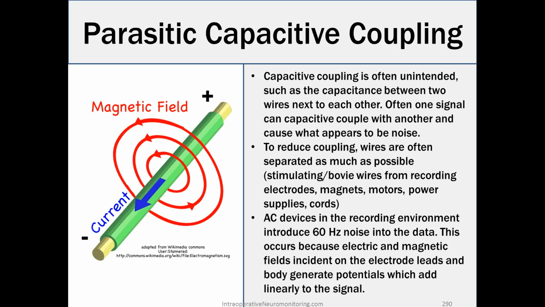AC devices in the recording environment introduce 60 hertz noise into the data. This occurs because electric and magnetic fields incident over the electrodes lead to a body-generated potential, which adds linearly to the signal. So it's just saying that all of these different equipment in the room, and even our electrodes, have this magnetic field that can be produced off of them. Our electrodes are pretty good because they have that nice insulation around them so they do not give off or take in as much of this magnetic field, but it's an imperfect system.